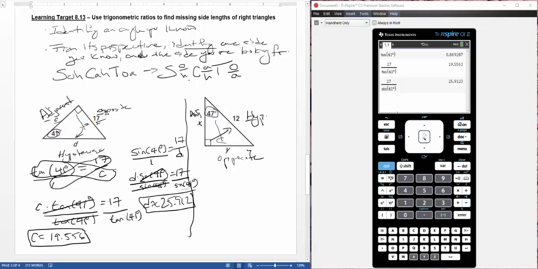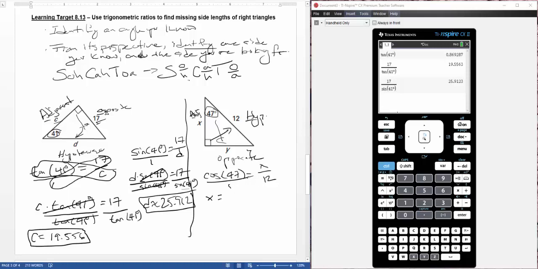So the function that uses adjacent and hypotenuse, A and H, is the CA in SOHCAHTOA. That's cosine. So I know that the cosine of 47 is equal to the adjacent over the hypotenuse, which in this case is 12. Or I can put this over 1. I can do some cross multiplying. This is nice because when I multiply 1 and x, that's just x.